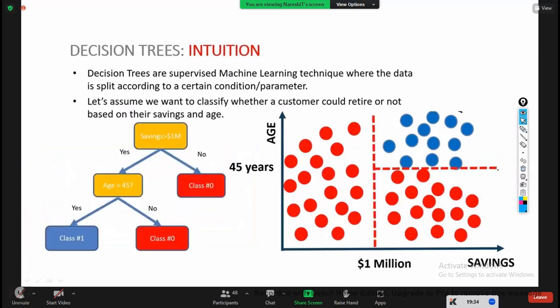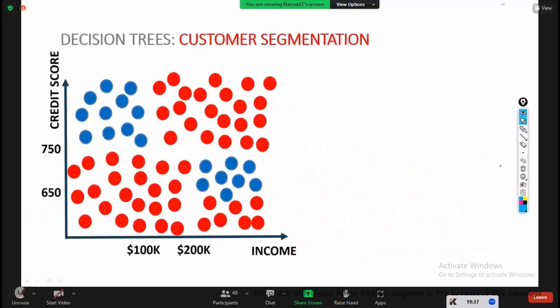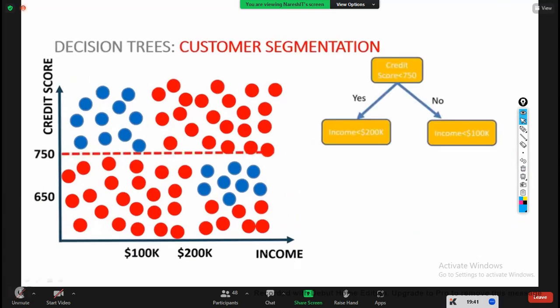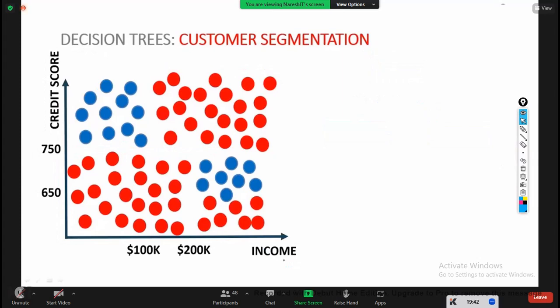Is that clear, guys? Now, if you take one more example like this, where I'm having the income and the credit score. One side I'm having the income and the second side I'm having the credit score. These are the two input variables, and the output variable is red and blue. Once again, the output variable will consist of a red category and a blue category.